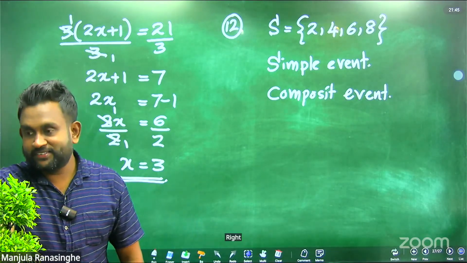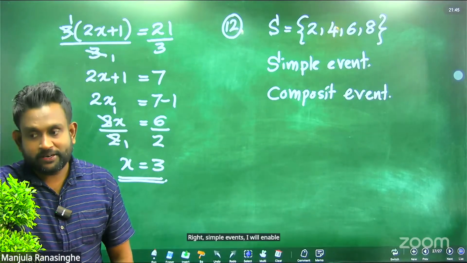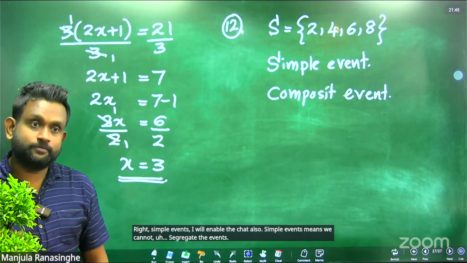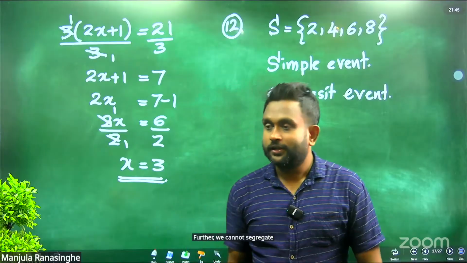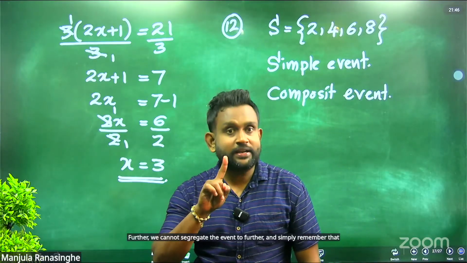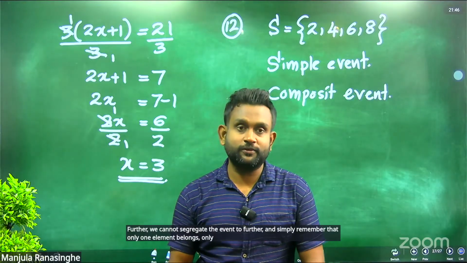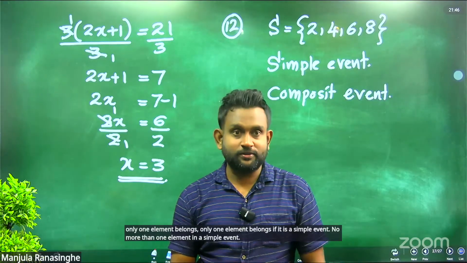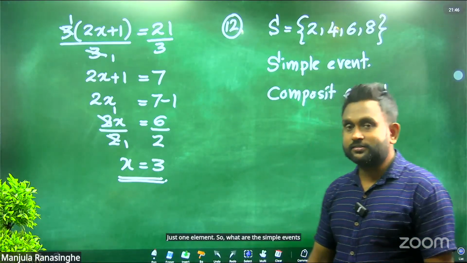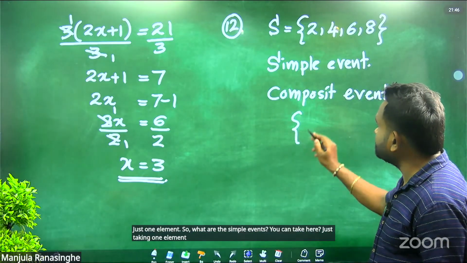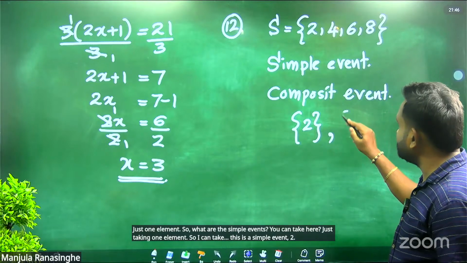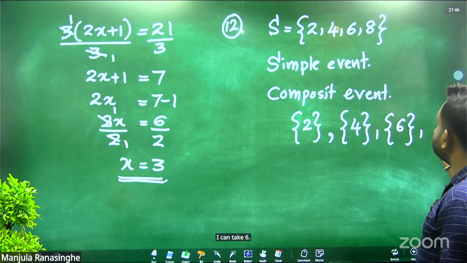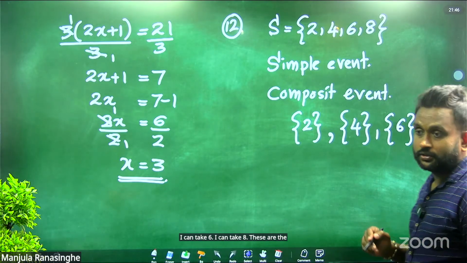Right. Simple events, I will enable the chat also. Simple events means we cannot segregate the event further. Simply remember that only one element belongs to a simple event. No more than one element in a simple event, just one element. So what are the simple events you can take here? Just taking one element: 2 is a simple event, then 4, this is a simple event, 6, and 8. These are the simple events, right?